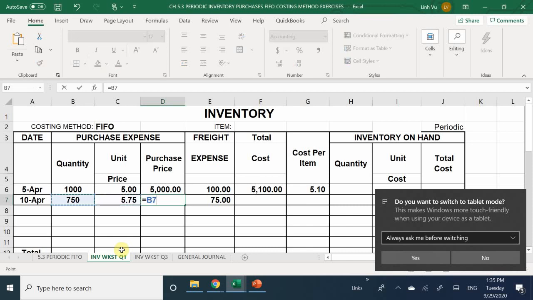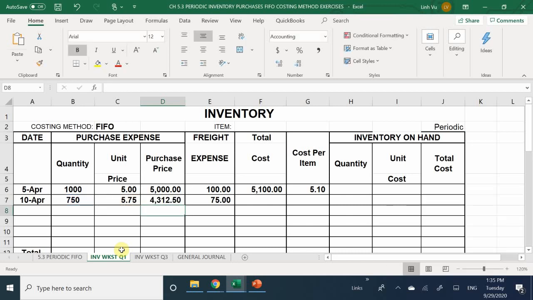So the purchase price would be 750 times $5.75 each, for $4,312.50. Good. As you know, I am using Excel, and what I'm doing is just entering a simple formula. I activate my formula with an equal sign, and I'm literally doing quantity times, which is your asterisk, my unit price, and that's how I am doing that. Okay, straightforward. No real formula here.